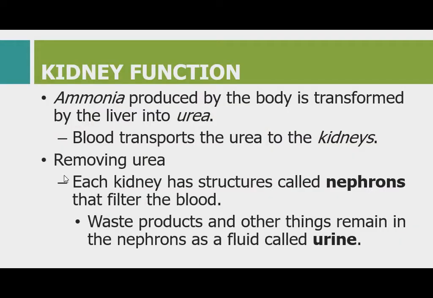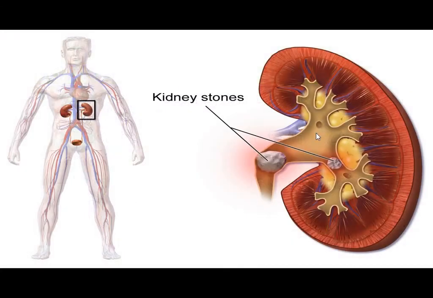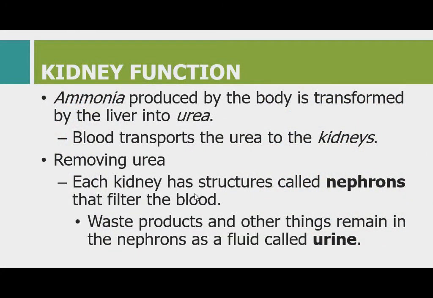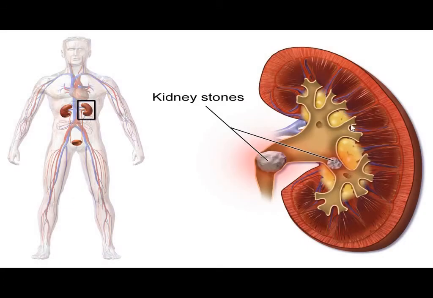Okay? Now, to remove it, each kidney has small little structures inside of it. Right along through here, all these little structures are called nephrons. They filter the blood. And the fluid that gets made as a result of that is called urine. So the nephrons are the small structures in the kidney that filter the blood. The urine is the product of what has been filtered out, the waste product.